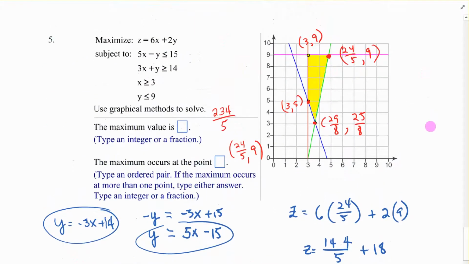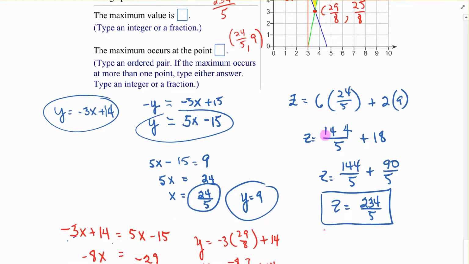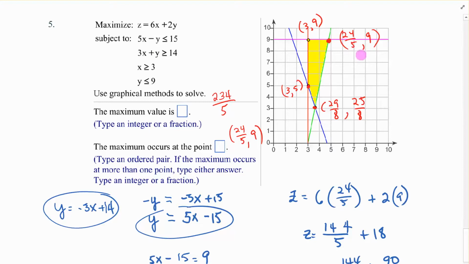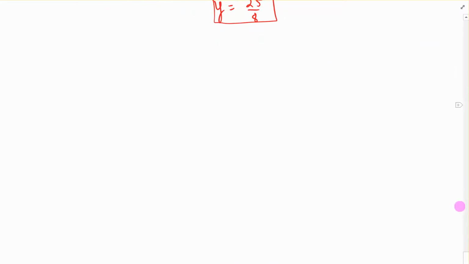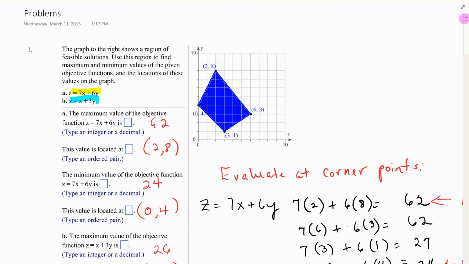So we have those values, and when you plug in these points, you're trying to maximize, and what you end up with should be 234/5, which occurs at the 24/5 comma 9. So this one is our maximum. Okay. All right. Is that our last one? I think that is our last one. So that should get you going on maximizing and minimizing, finding the feasible region, and evaluating.